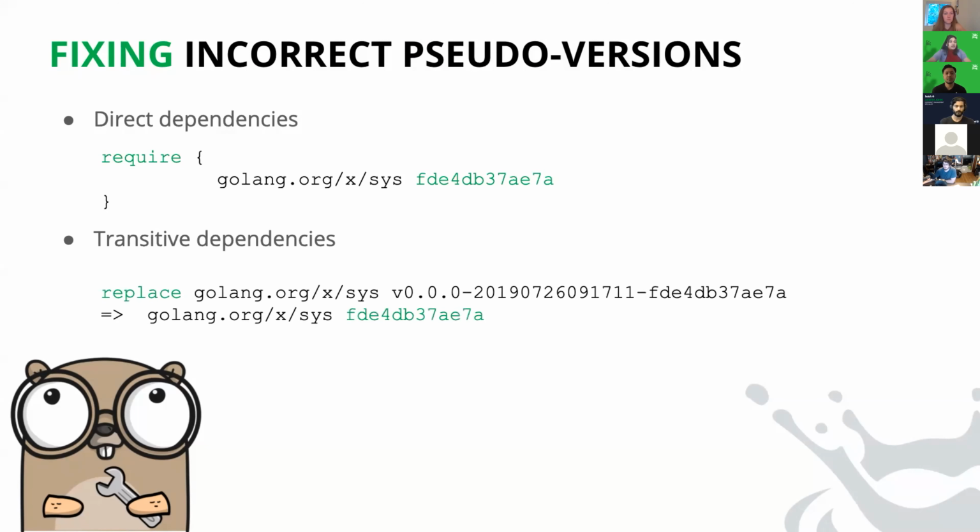For the transitive dependencies, if there is anything using an incorrect pseudo version, you can use a replace directive in your go.mod file. So instead of using the whole pseudo version, just use, as I said before, the commit hash part for the replace, and it will replace it with the correct pseudo version.